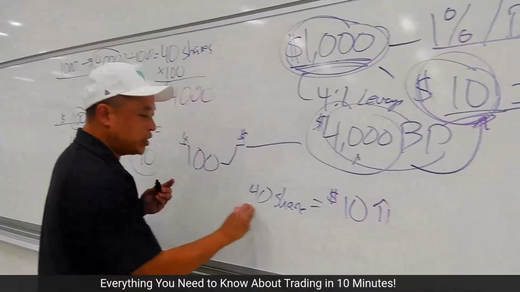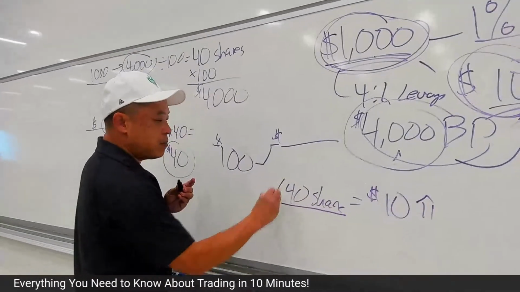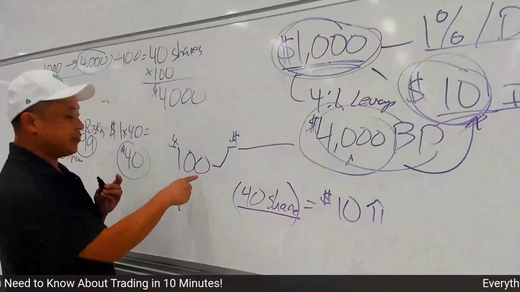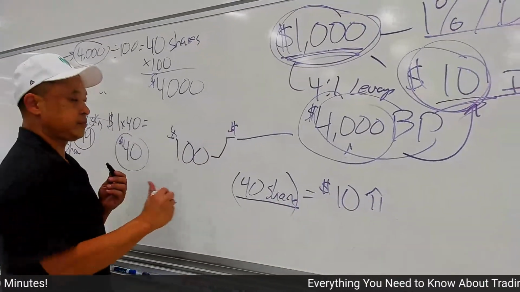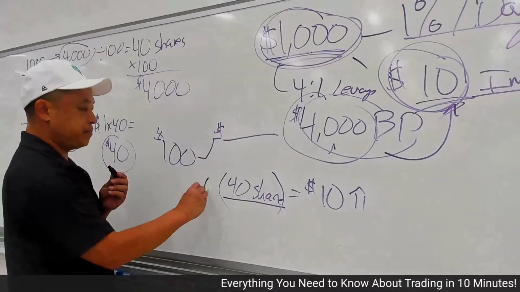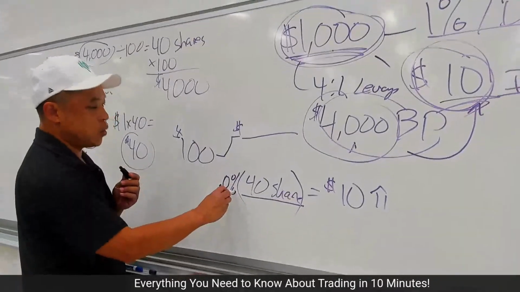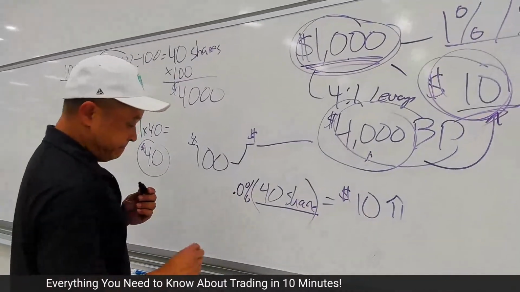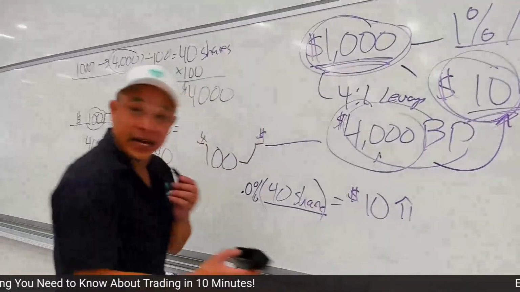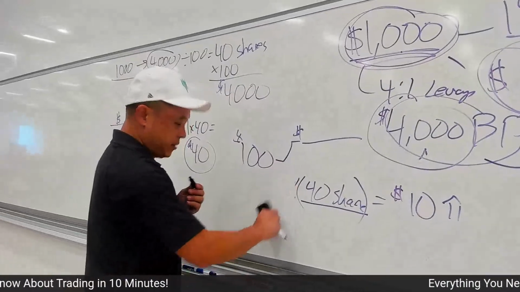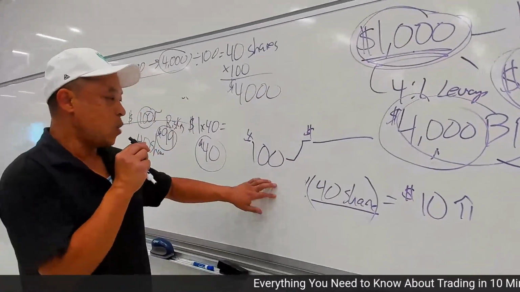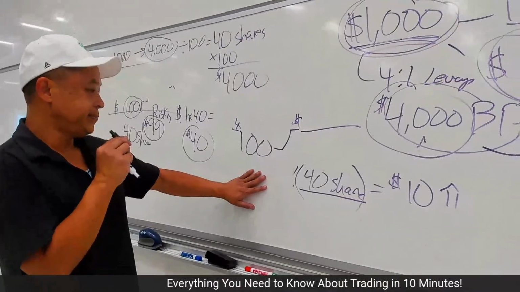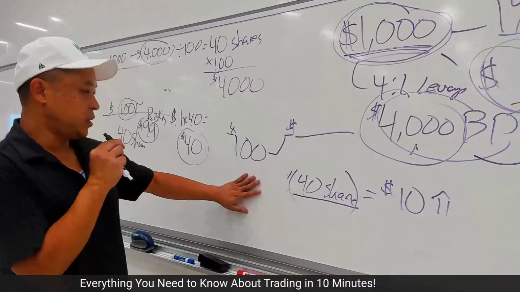So you have 40 shares. How much does it have to go up by? What percent would it have to go up by? Now this is actually a real life math problem, right? So $40 times what? This is a good math problem.